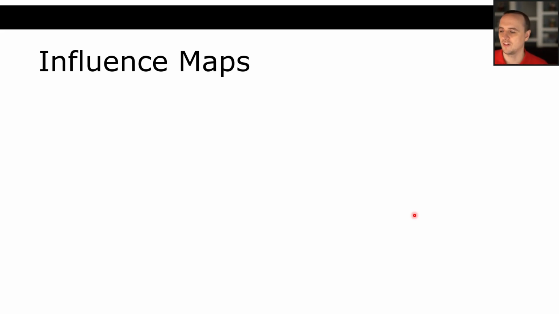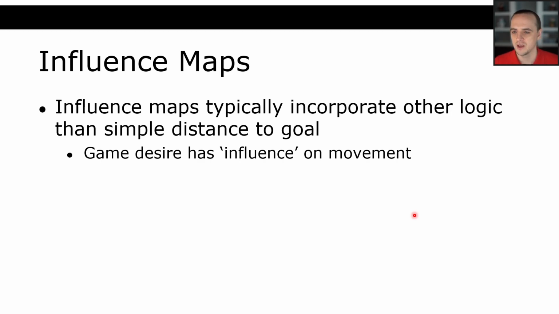All right. So the last thing I want to end on is the notion of influence maps. Influence maps are very closely related to the topic of vector fields. Influence maps typically incorporate other logic than just simple distance to goal, okay? And the reason for this is because sometimes in your games, you're going to want your AIs to behave in some way that is not necessarily optimal distance movement, right?